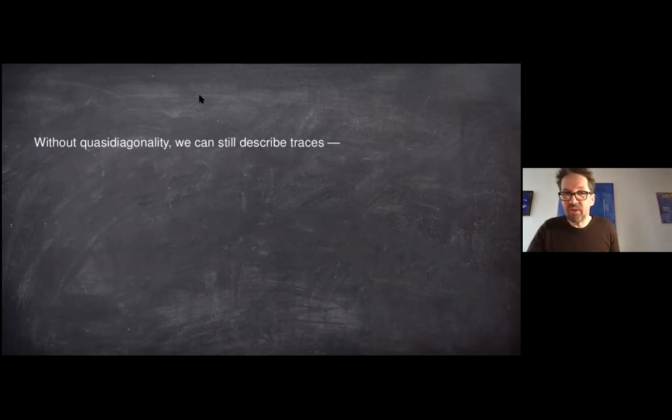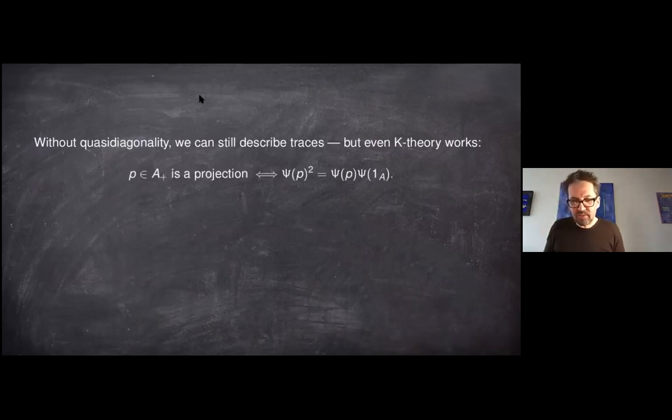So what do you do when you don't have quasi-diagonality? Okay, then we can still describe traces essentially in the same way as before. That works. But we can even describe K-theory. And in this context, along these lines, we can describe K-theory for nuclear C-star algebras in terms of these finite dimensional approximations. And this is because the downwards map psi, the map psi from A to X, is order 0.